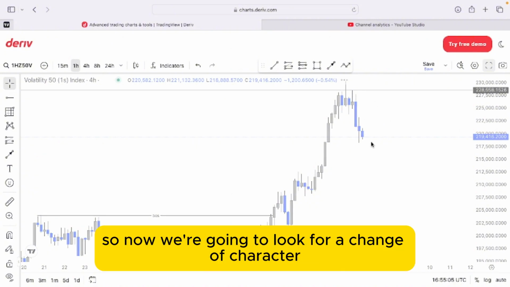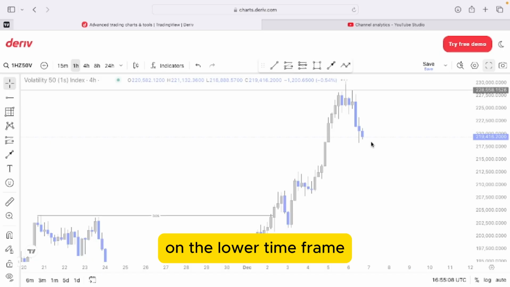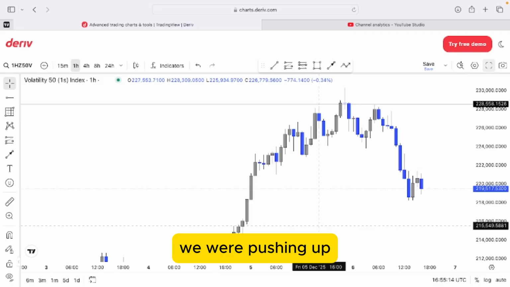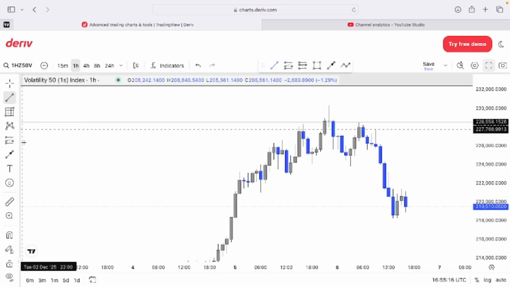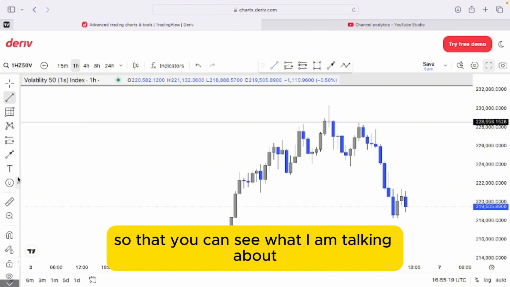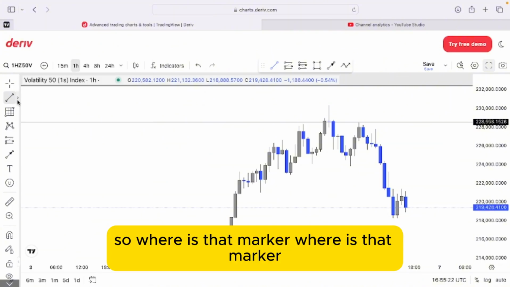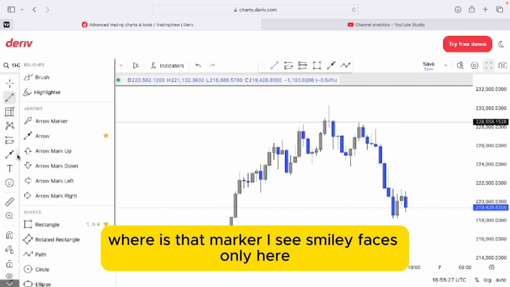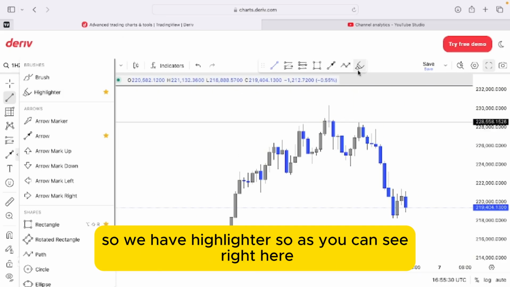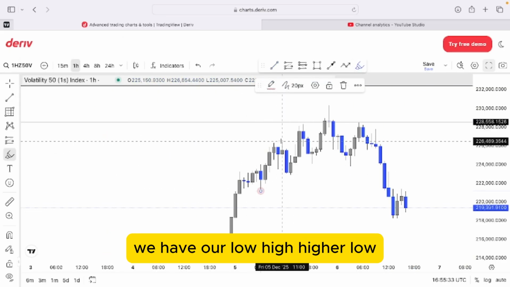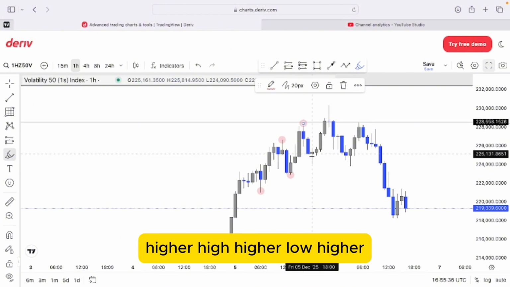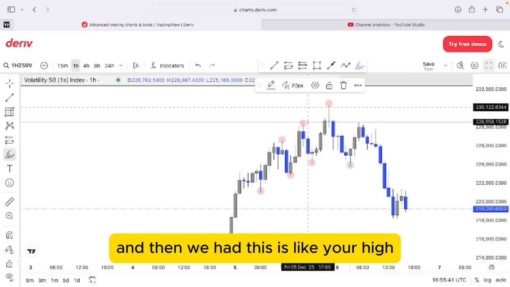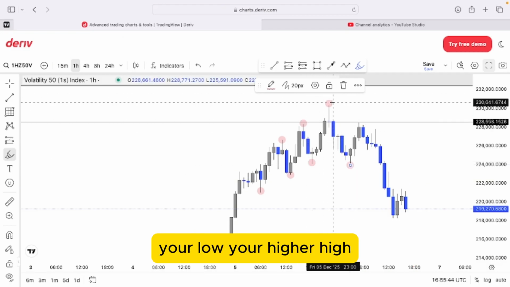As you can see right there on the 4 hour, we tapped into that ray line. So now we're going to look for a change of character on the lower time frame, or a market structure shift. As you can see here, we were pushing up, creating those higher highs and higher lows. Let me just use a marker so that you can see what I am talking about. We have the highlighter. So as you can see right here, we have our low, high, higher low, higher high, higher low, higher high. And it seems like this was equal highs, and then we had this as your high, your low, your higher high, your lower high.